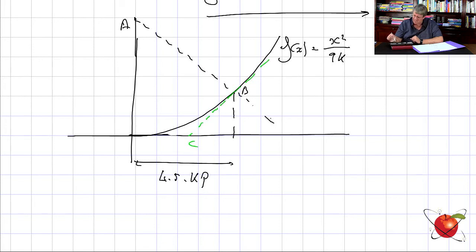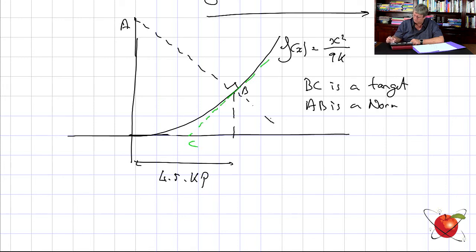And then they said AB is orthogonal, which means AB is orthogonal to BC. So that's 90 degrees. And BC intercepts at one point only. Thus BC is a tangent. And because it's orthogonal, AB is a normal.